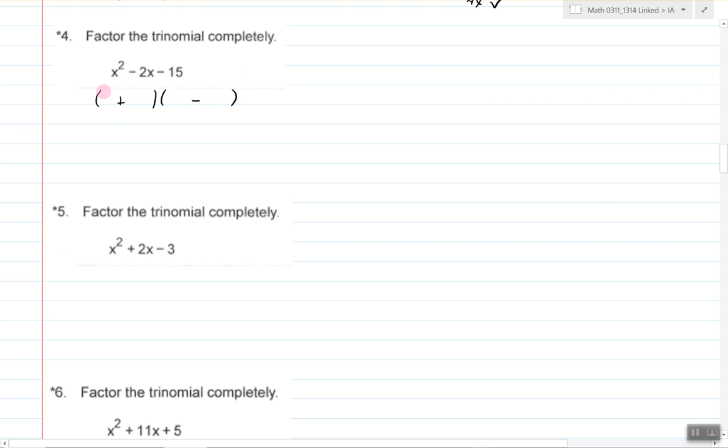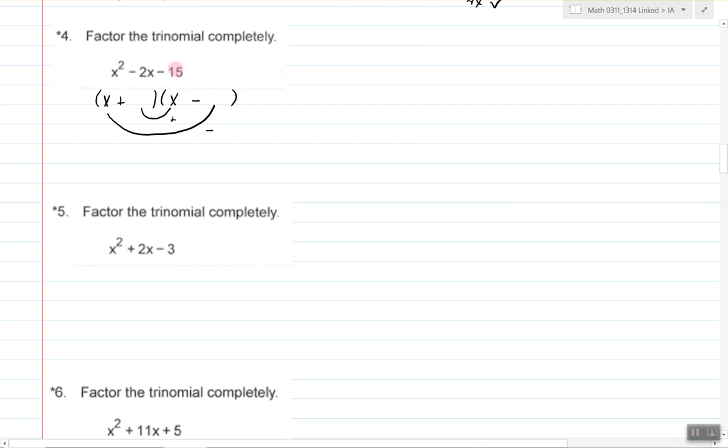Now let's take a look. First times first has to give me x squared. So x times x. I'm going to have an outer product which is negative, and I'm going to have an inner product which is positive. That means that when I combine them, I won't add, I will subtract and keep the sign of the larger. So as I write down factors, I'm not looking for two factors that add up to be 2. I'm looking for two factors that subtract to be 2.